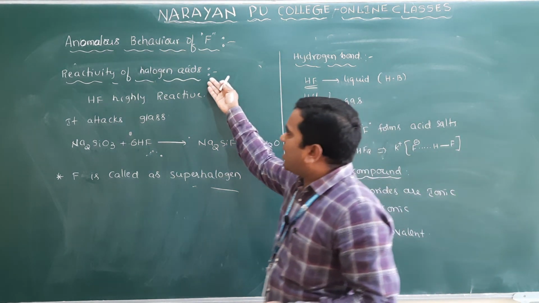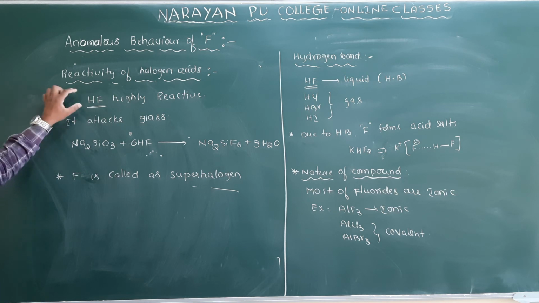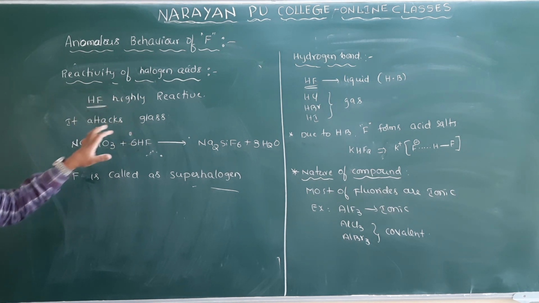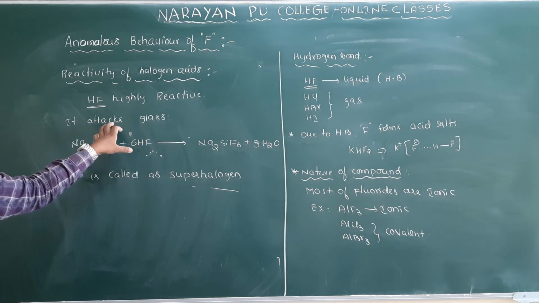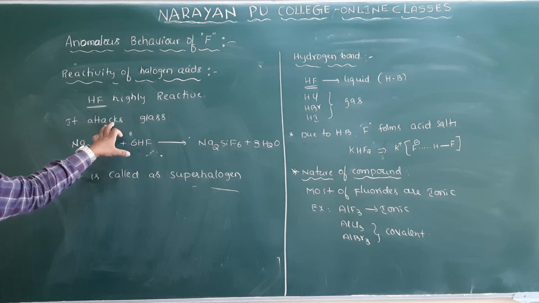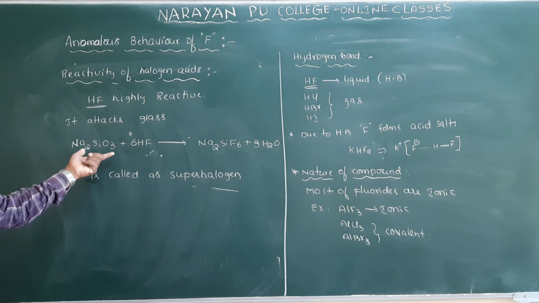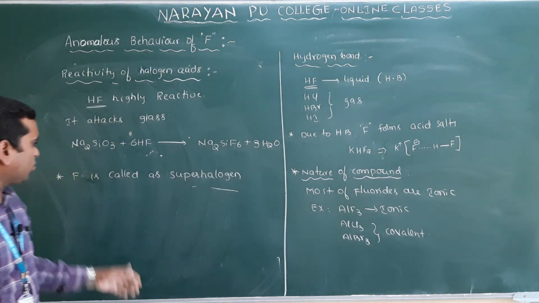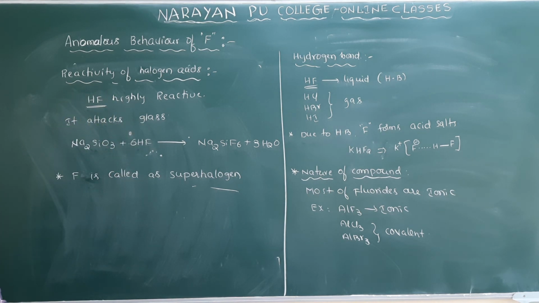And reactivity of halogen acids: among HF, HCl, HBr and HI, you know HF is highly reactive. It can attack glass. So that's why it can also be used in etching of glass. Glass is mainly made up of sodium silicate, and the fluorine will remove the oxide. So that's why, because of all these properties, fluorine is called a super halogen.